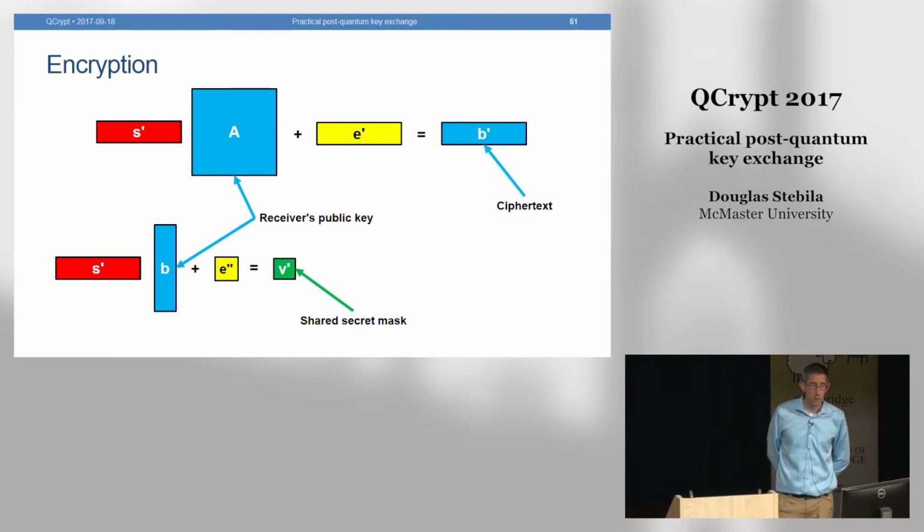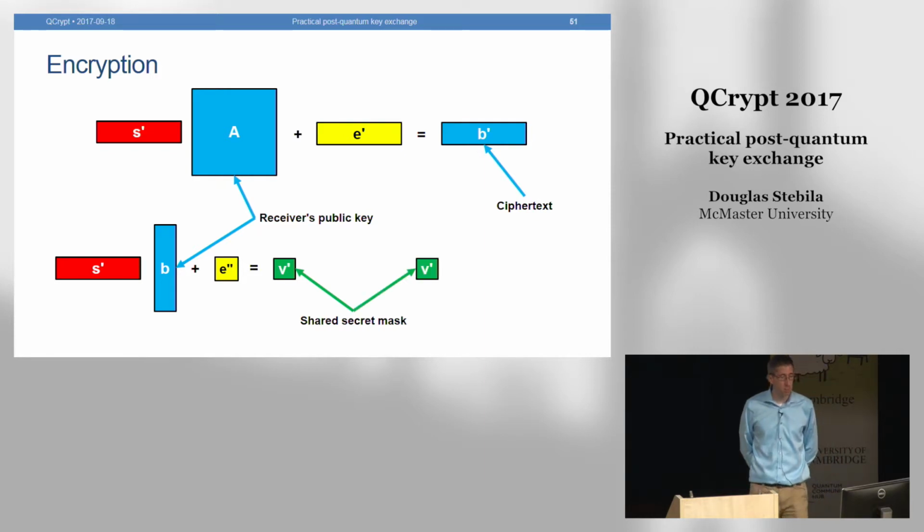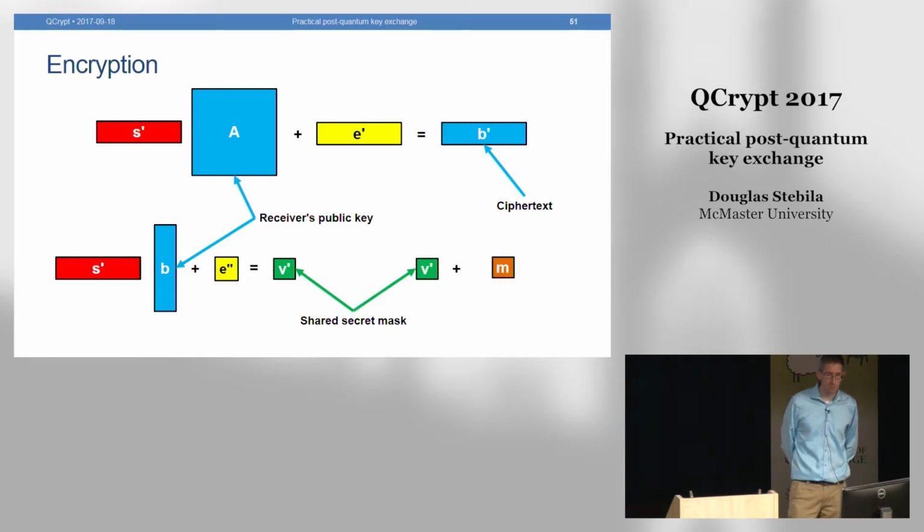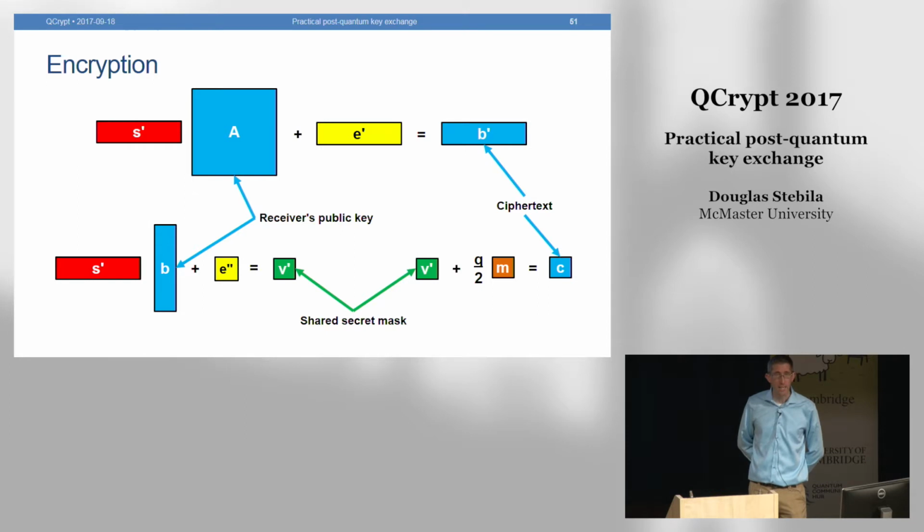Given this mask, the way that the sender encrypts the message is to take the mask. Well, I'm not going to just directly add the message. In fact, what's going to happen is that I'm going to add q over 2 times the message. So the message will be a single bit, and I'll multiply it by q on 2. If my message is 0, I represent the ciphertext as v prime plus 0. And if the message is 1, then the ciphertext is v prime plus q on 2. And we'll see in a moment the role of the q on 2. It's going to allow us to do error correction.